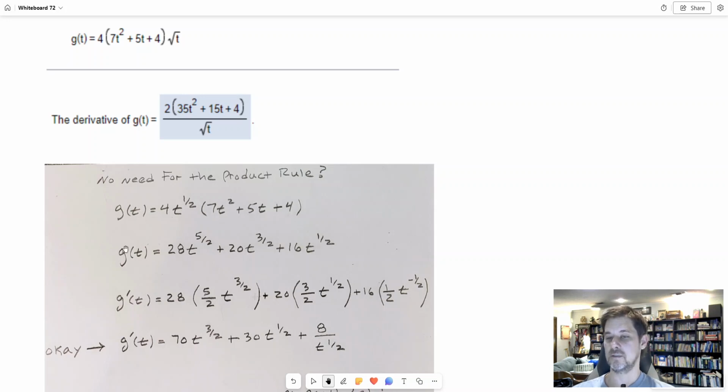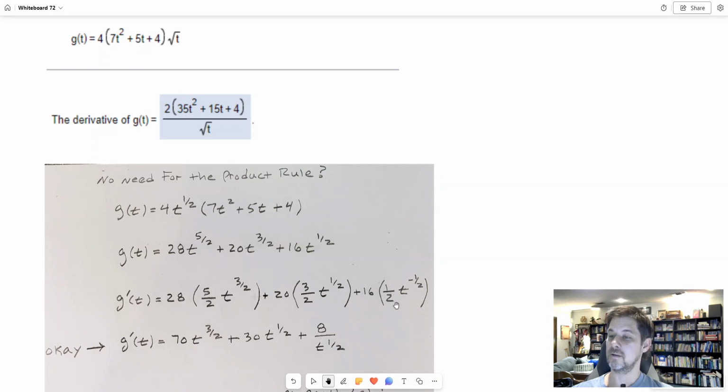Here's what that rule is. Remember, the derivative of some variable to a constant power, you bring that power to the front as a coefficient and you subtract 1. Okay, so here's what that looks like. First, that coefficient carry down. 5/2 goes here. 5/2 minus 1 is 3/2. Carry down the plus, carry down the 20. 3/2 goes here. 3/2 minus 1 is 1/2. Carry down the plus, carry down the 16.